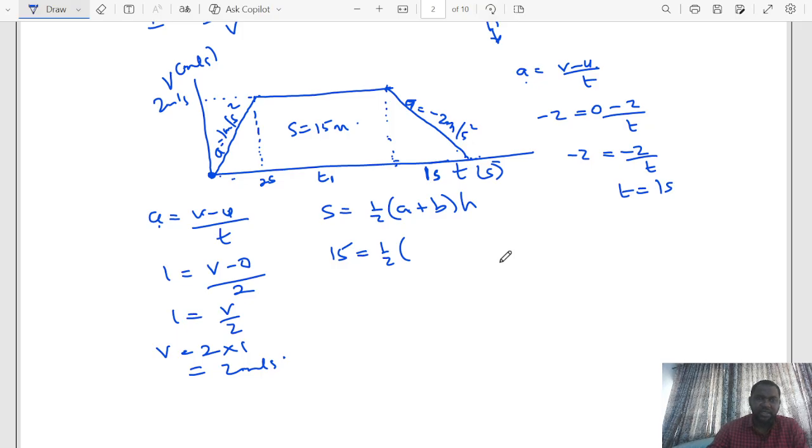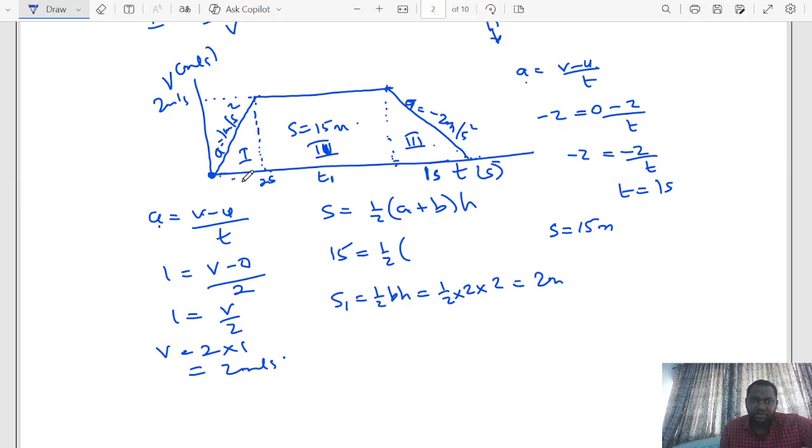I think another idea is coming to mind because this method is going to look quite stressful. I can come to that again. Okay. Remember that the total distance is 15 meters, and you have a triangle here, a rectangle here, and another triangle here. The first distance, S1, is a triangle. You can say half base times height, which is equal to half times the base, 2 seconds, times the height from here to here, 2 meters per second. So this is 2 meters for here.